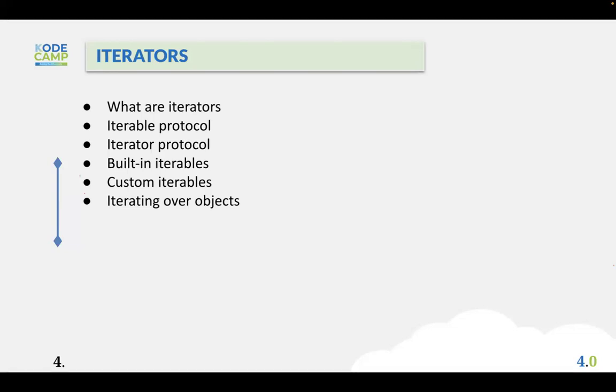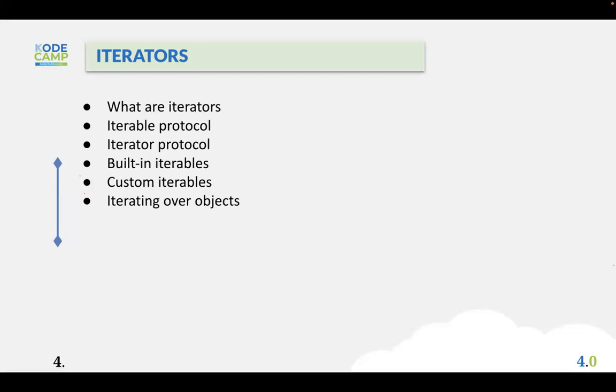Moving on, there's not too much difference between the iterable protocol and the iterator protocol. We'll look at the built-in iterables, custom iterables, and iterating over objects. From the built-in iterables, when we proceed to the custom iterables, we'll be able to figure out what is actually wrong with our custom iterable object.